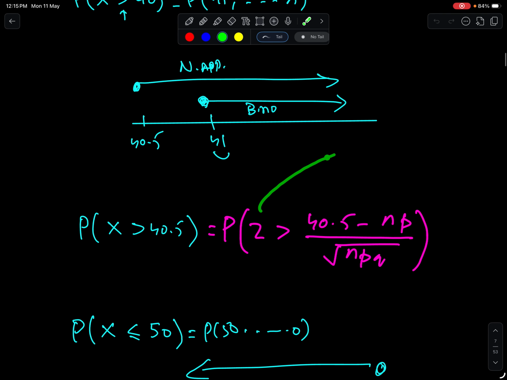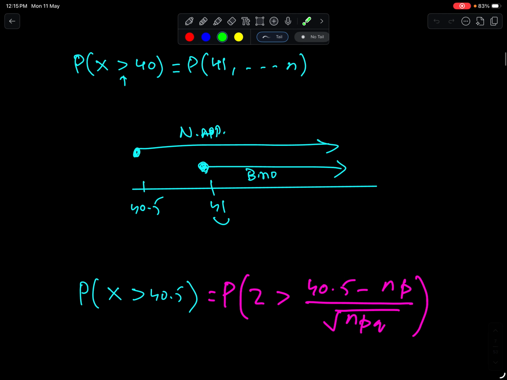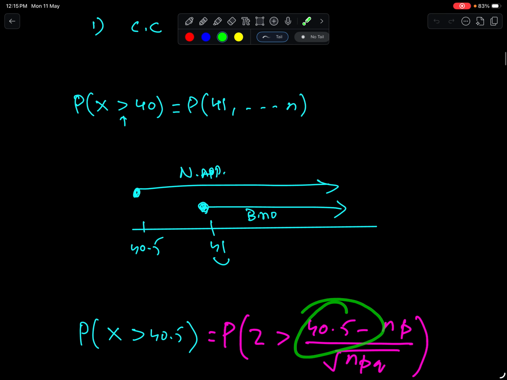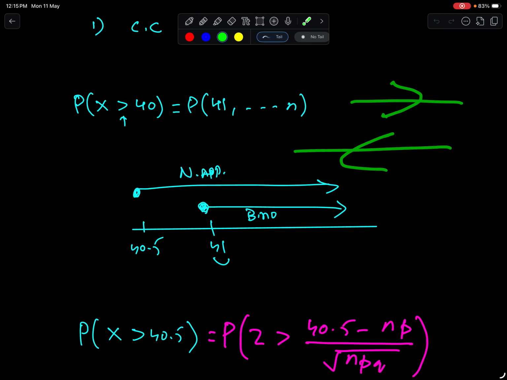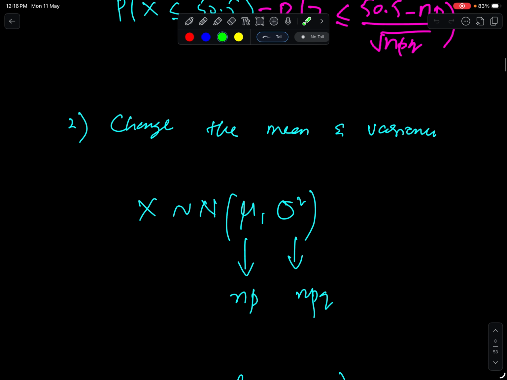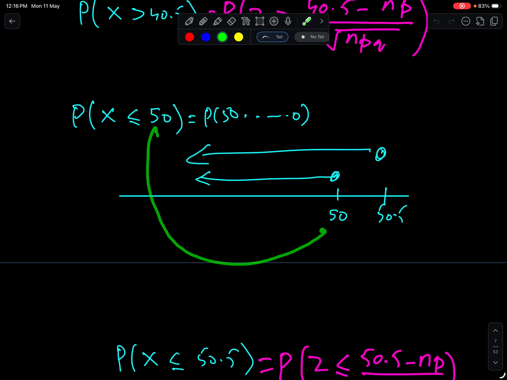This is the formula of Z after continuity correction. np, square root of npq. Let me explain just one. X greater than 40. Write the first inclusive integer here. The first inclusive integer is 41. If we go on right side, take the lower bound, 40.5. On number line, if you go on right side, take the lower bound. If you go on left side, take the upper bound. Like here. See, first inclusive is 50. We are going here, so take the upper bound.